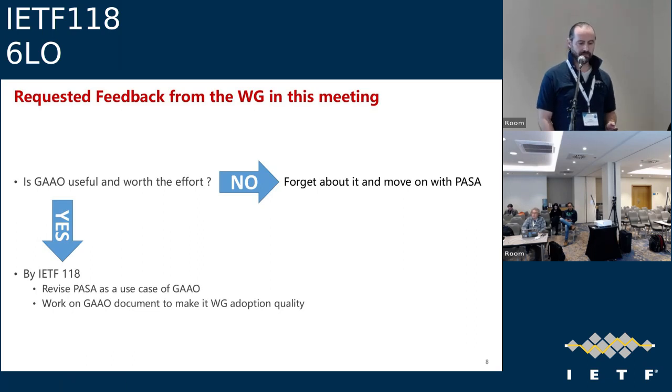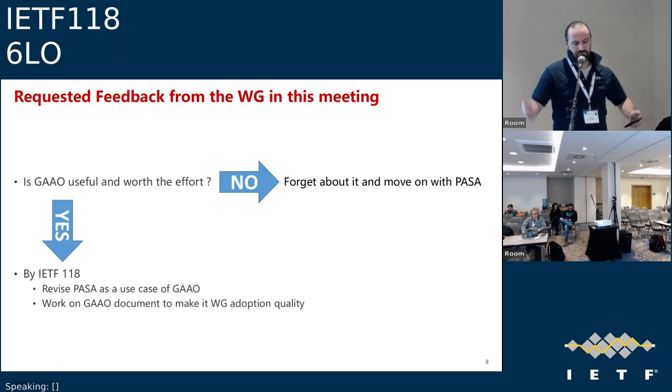Right. Meaning that it would be two documents for one. And do we really want 2 RFCs for one? I mean, that's another question. But I love GAO. For now, please work on it. For me, logically, I would say it's two documents. The second one will be pretty small, I would say. But if the group prefers to have one GAO document where inside there is the PASA use case with all the details, that's fine as well.